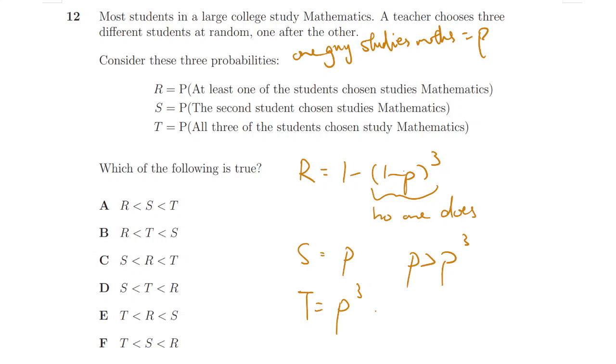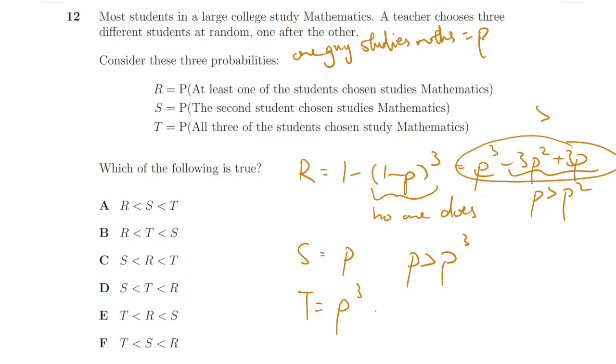Okay, how about this R guy? What is this R doing? Let's expand this and see what happens. So this is P cubed minus 3P squared plus 3P. P is greater than P squared, so this whole expression is greater than P cubed. Correct? Now let's check if it's greater than P or not.